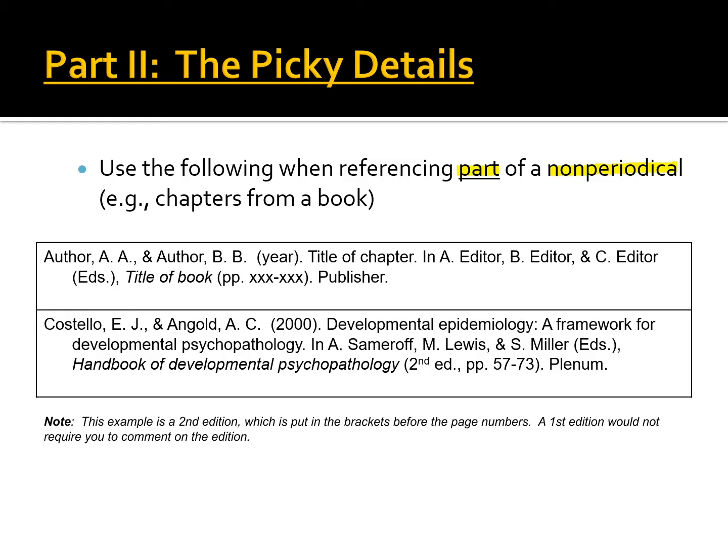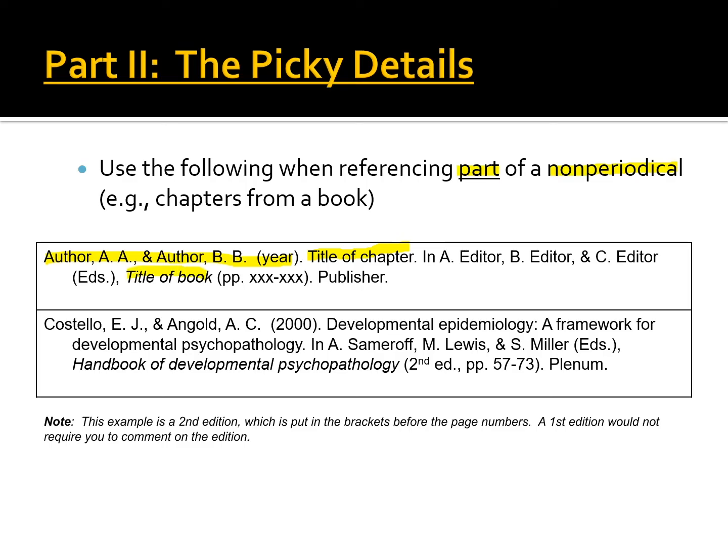What if you are referencing a non-periodical, but you're not referencing the entire book? So for instance, you're referencing only part of the book. So for instance, chapters from a book. Okay, so then what do you do? So again, now you can see we get really particular here. So we have the author A, author B, etc. Same as always. The title of the chapter is treated much like the title of an article in a periodical. So it is not italicized and it is in sentence case.